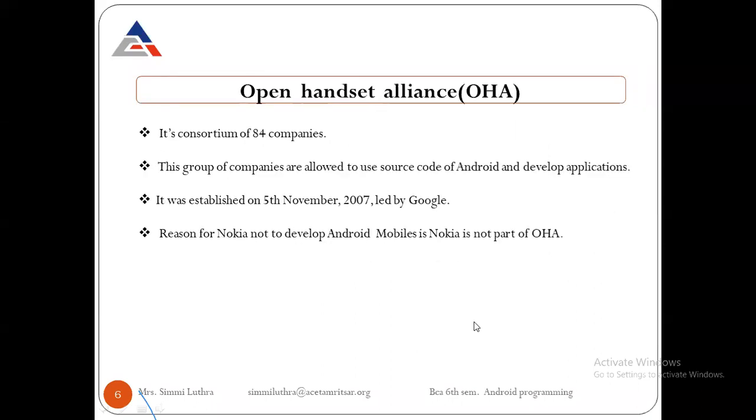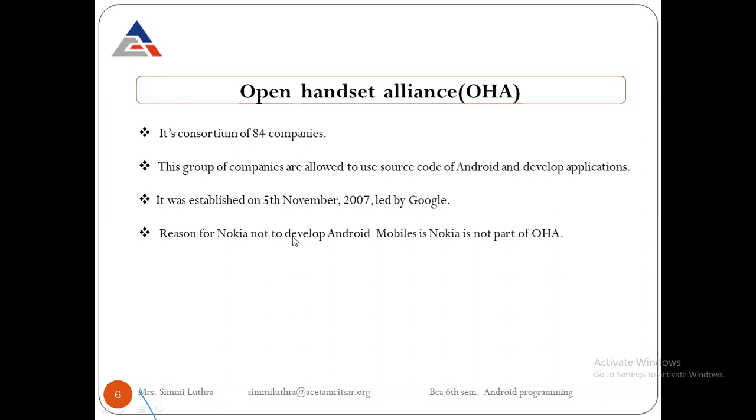So after this, the next topic is the Open Handset Alliance, OHA. So what is OHA, Open Handset Alliance? OHA is a consortium of 84 companies. So what is a consortium? It is an association, typically of several companies. In OHA there are a total of 84 companies such as Google, Samsung, Huawei, eBay, Intel, and many more. It was established on 5th November 2007, led by Google. And it is committed to advancing open standards, providing services, and deploying handsets using the Android platform.